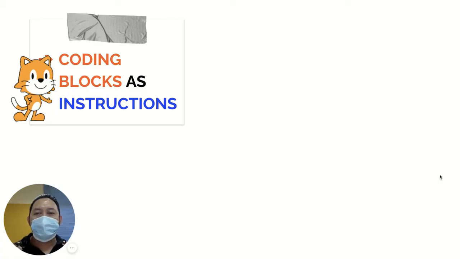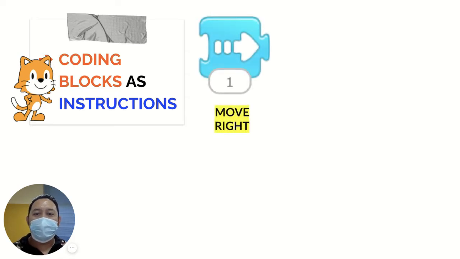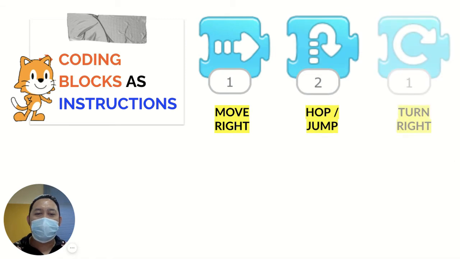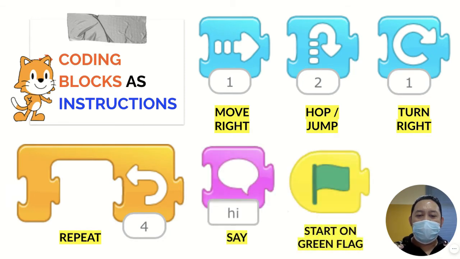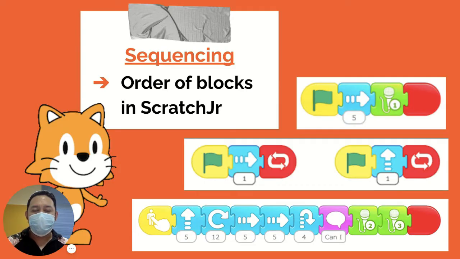Here are some examples of coding blocks as instructions in ScratchJr. Move right, up, turn right, repeat, say, and start green flag. In Scratch, sequencing is also an important part to determine the order of blocks.